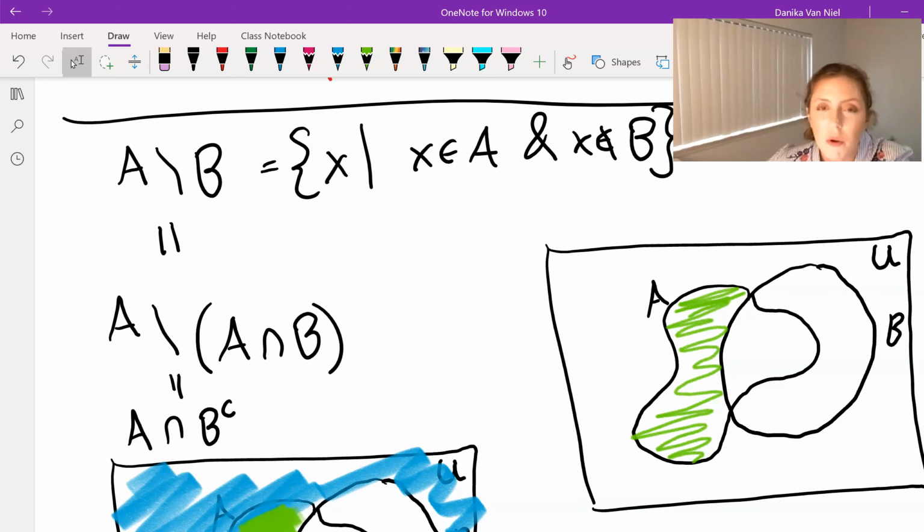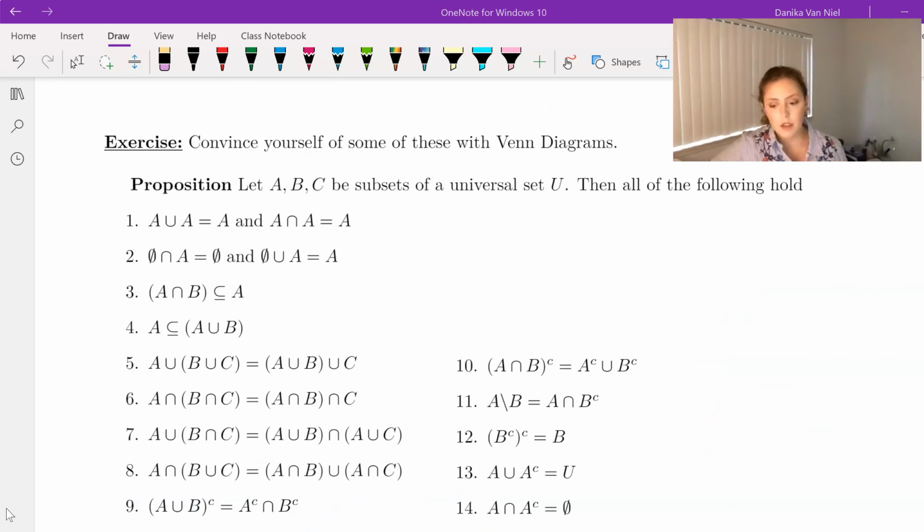How cool is that? This is just a sketch of the proof. This isn't a rigorous proof, but we haven't learned exactly how to do rigorous proofs yet. So right now I'm just doing sketches. So this is an exercise. This is just something for you to do at home. I'm certainly not saying to do all 14. Just do a couple that maybe you're suspicious of, or you're like, I don't really see why that is.